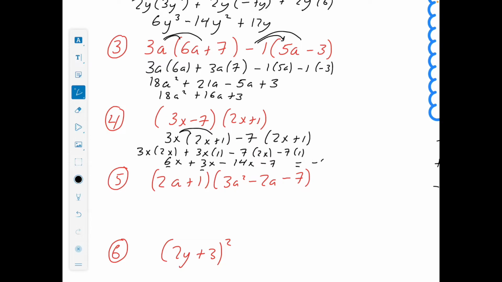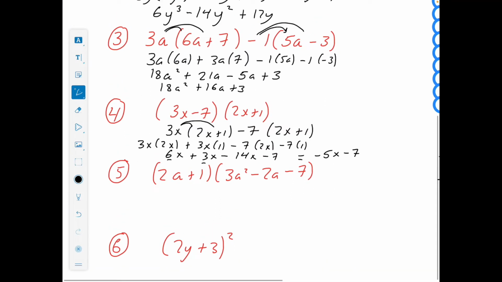Now I can simplify this. So 6 plus 3 gives me 9, minus 14 gives me minus 5x, minus 7. Okay, now when we have three things in the second bracket, same thing. Okay, so again, write down the second bracket twice.